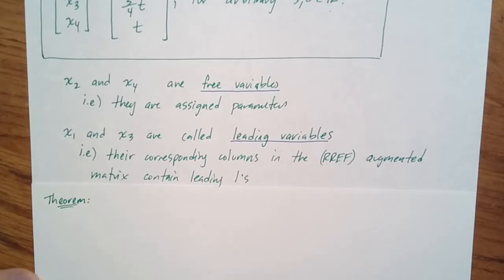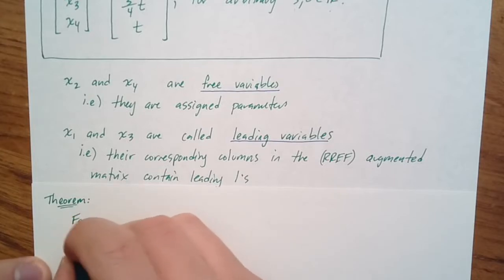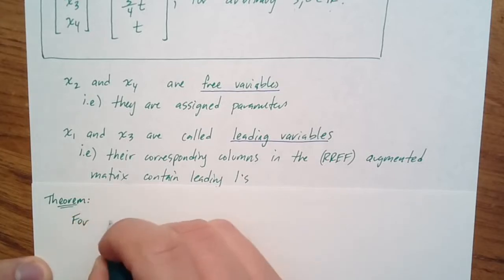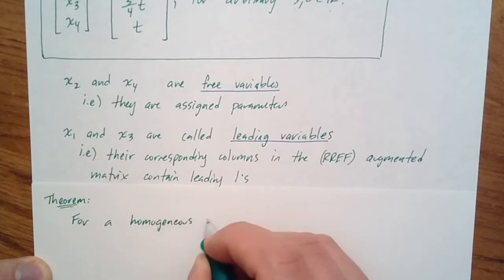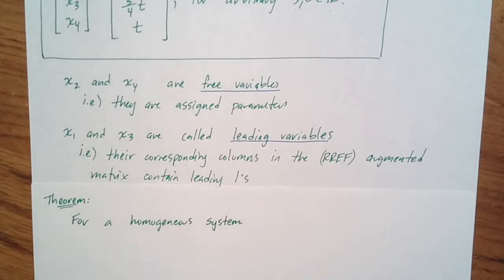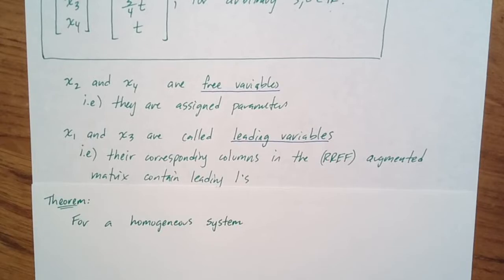So here's the claim, though. Here's the theorem. For a homogeneous system, and by the way, you'll sometimes see me say system, and instead of writing the phrase linear system, I mean the same thing. When I say system, I mean linear system. So I might not always use the word linear in front of that. So this means a homogeneous linear system of equations.